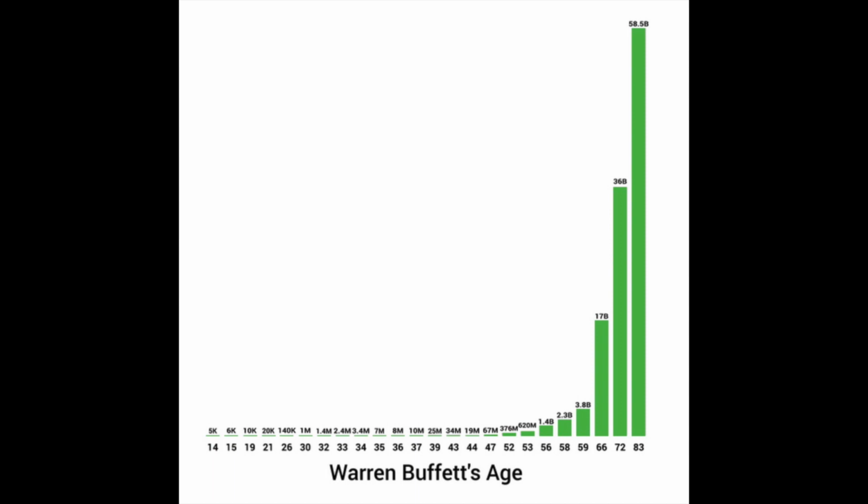If we look at this graph of Warren Buffett's wealth, you can see at 83 he's worth close to 60 billion, but at 59 he was only worth 3.8 billion. Now that's a huge stark difference. It's nearly 20 times less than what he was worth when he's 83, and that, as you can see in the shape of the graph, is the true power of compounding.